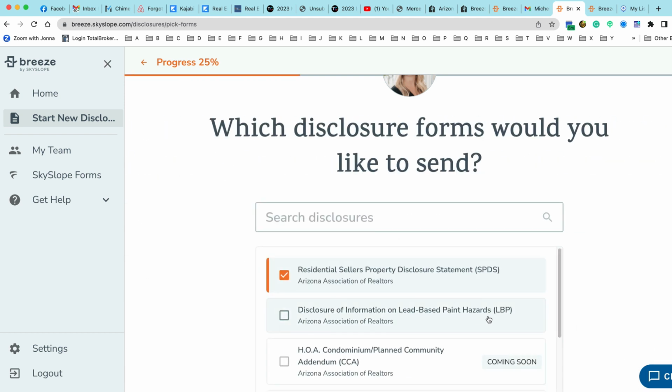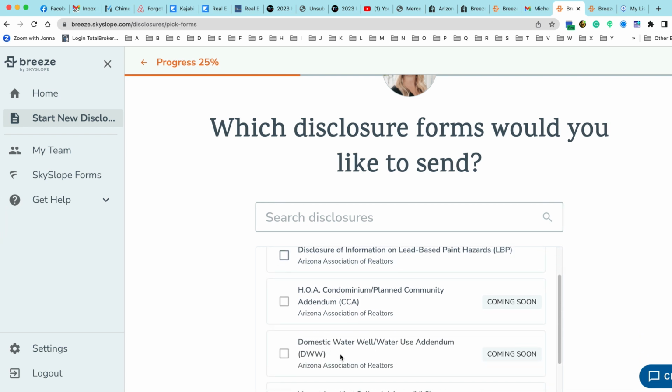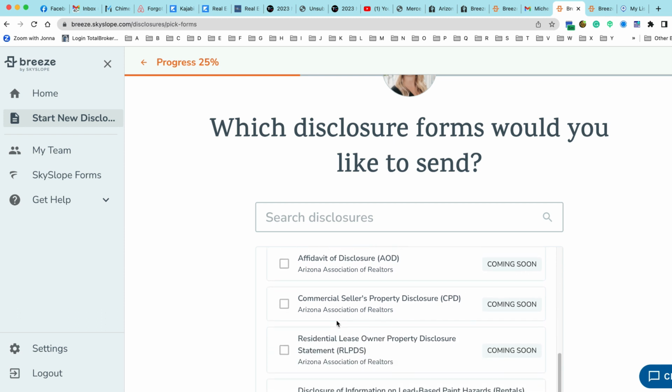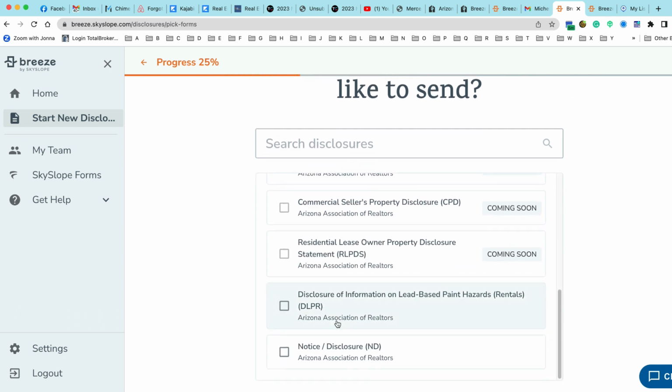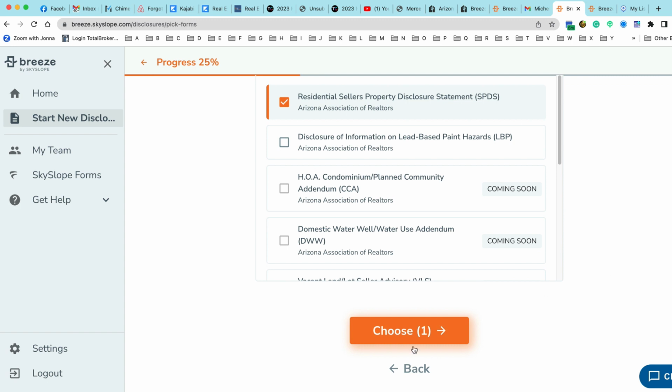Residential seller. So you can see they have the lead-based paint. HOA's coming soon. Domestic well water. All of these forms are coming soon. And they've got rentals, and then they've got a notice, which is just like whenever you have to give notice, I believe. But let's go ahead and look at the seller property disclosure statement.